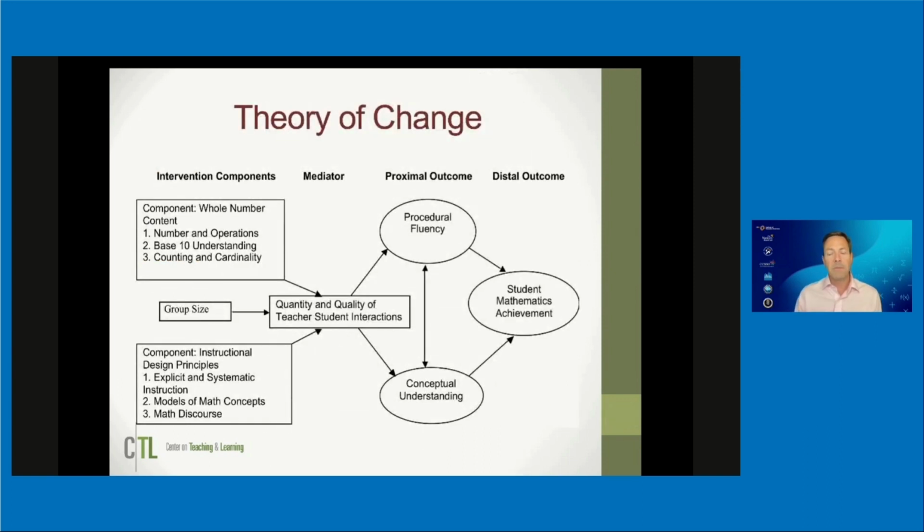So underlying this efficacy grant, the development grant and then the efficacy grant, was our theory of change. And our first component, again, is that focus on whole numbers. And then the second component is that focus on the instructional design, that explicit and systematic instructional approach. We call that the instructional architecture. We felt that if those two themes were hit upon, that we would increase the quantity and quality of teacher-student interactions. We would target both procedural fluency and conceptual understanding. And we see those two pieces as being mutually reinforcing of each other. And that eventually, if students were successful on our proximal outcomes, that would transfer to our distal outcome, which would be student math achievement.